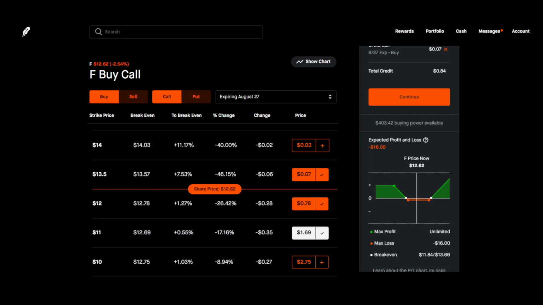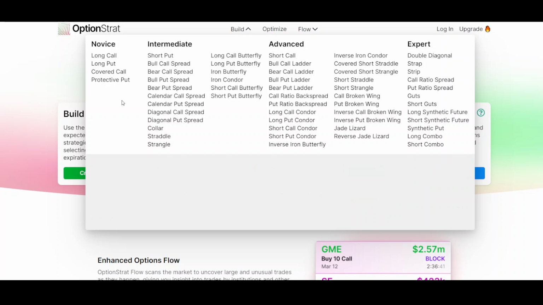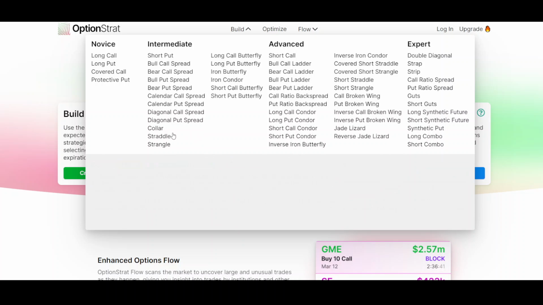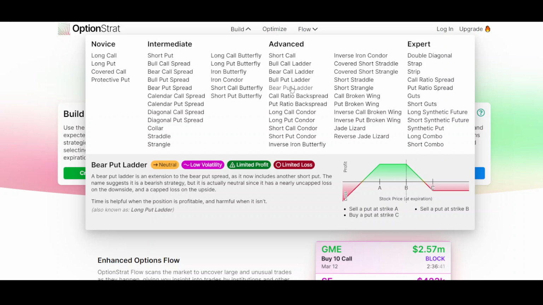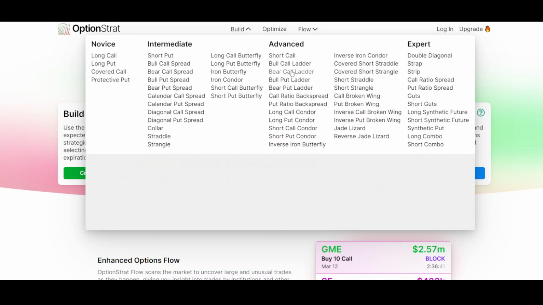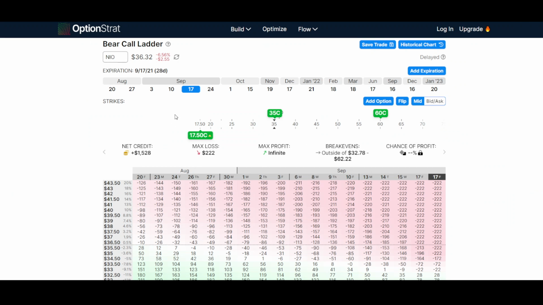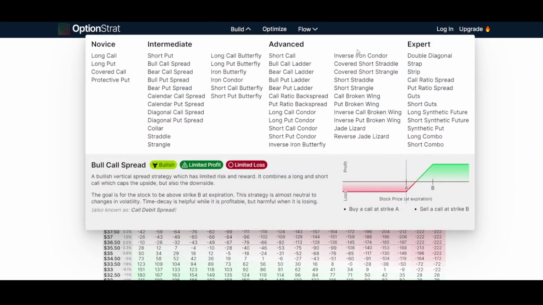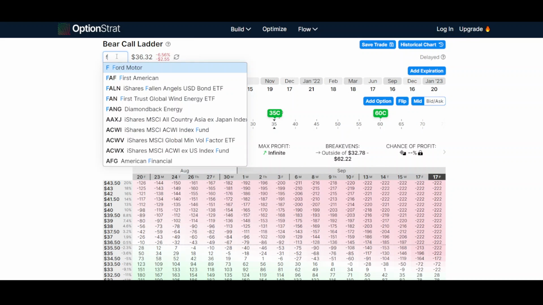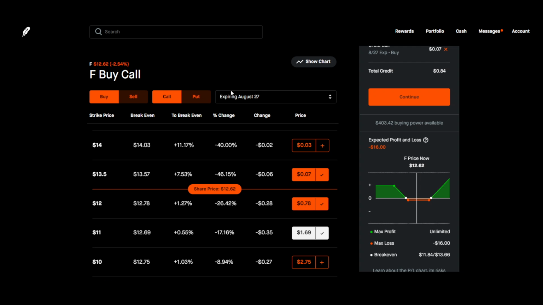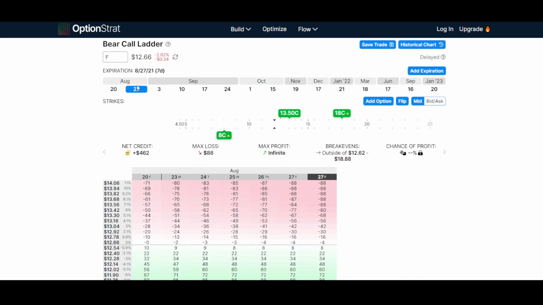So we're going to come over here. Let's visualize this. So let's see, where's the legs? Here we go. Okay. So you're going to come over here and click Bear Call Ladder. We're going to click F for Ford, which is the one we chose. This is just an example. I wouldn't copy this one exactly. And we chose expiring August 27th. So come over here, click that.